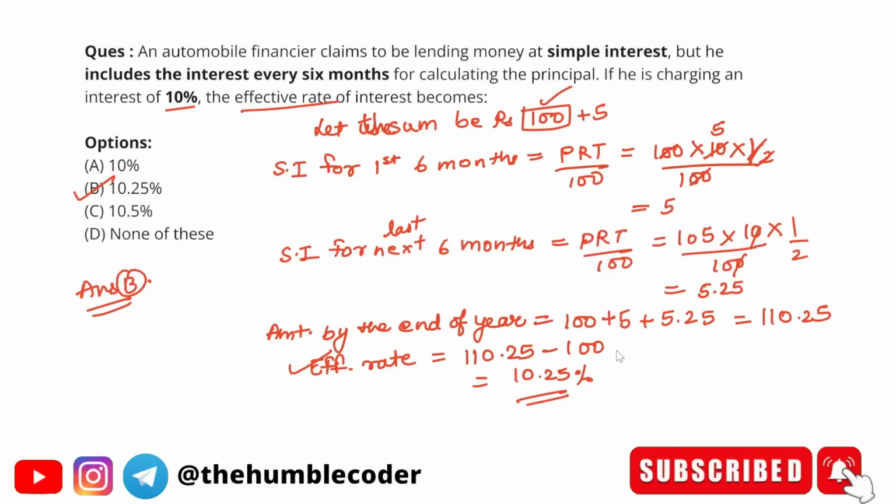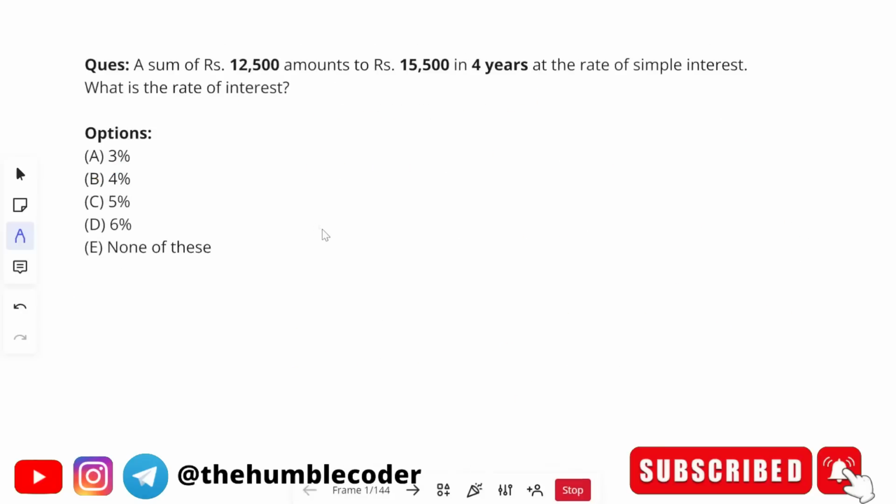Moving on to the next question now. Let's look at this question that we have based on simple interest. The question is, a sum of rupees 12,500 amounts to 15,500 in 4 years at the rate of simple interest. What is the rate of interest we have to find in this case?